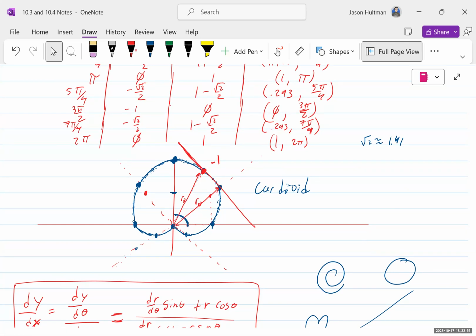Interesting. But what if I wanted the equation of the tangent line? Where is this? The tangent point is at theta equaling pi over 3, right? So what would r be there? R would be the sine of pi over 3 plus 1, so r is equal to 1 plus the sine of pi over 3.